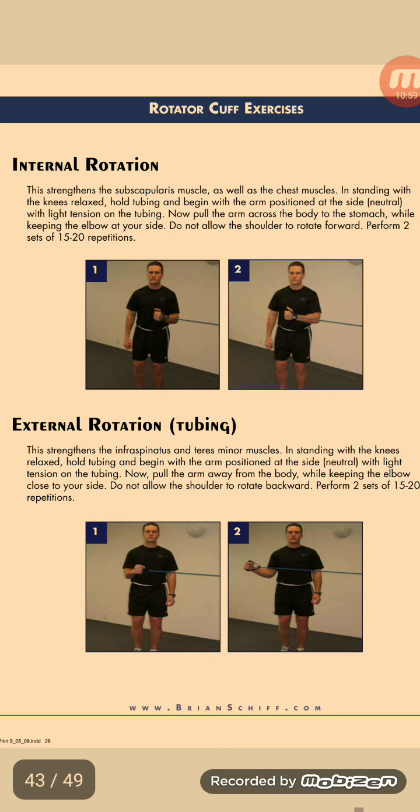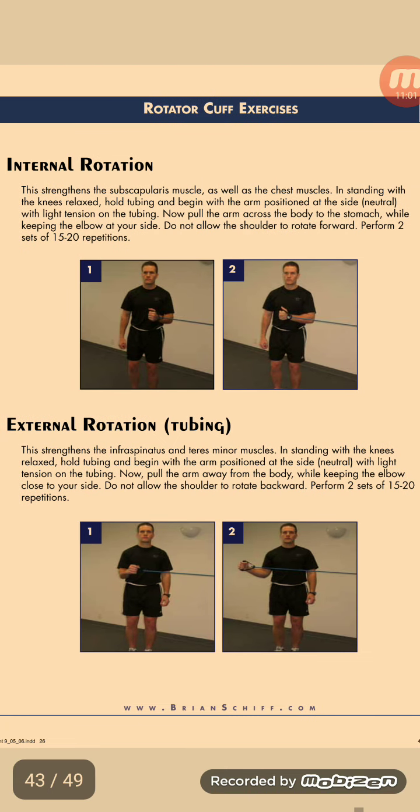Internal rotation. This strengthens the subscapularis muscle as well as the chest muscles. In standing with knees relaxed, hold tubing and begin with the arm positioned at the side, neutral, with light tension on the tubing. Now pull the arm across the body to the stomach while keeping the elbow at your side. Do not allow the shoulder to rotate forward. Perform 2 sets of 15 to 20 repetitions.